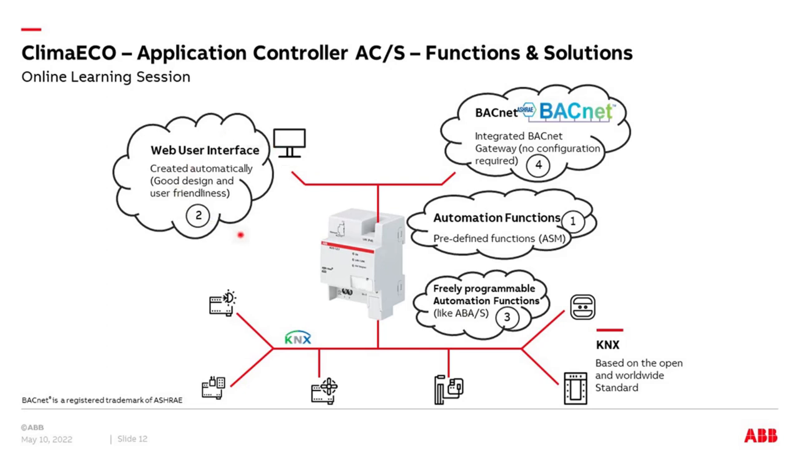The web user interface is just to access not only the device itself, but all the functions behind which are assigned to this device, this application controller. The web user interface is a graphical interface where you can do something for testing, for monitoring, for maintenance, for commissioning, and it's very simple and automatically integrated. And last but not least, the BACnet interface. So we have a full BACnet IP to KNX twisted pair interface integrated here.